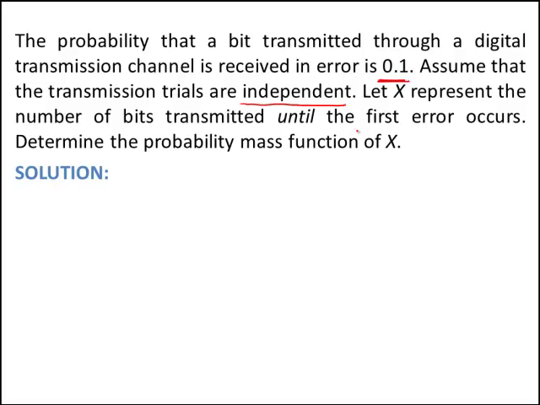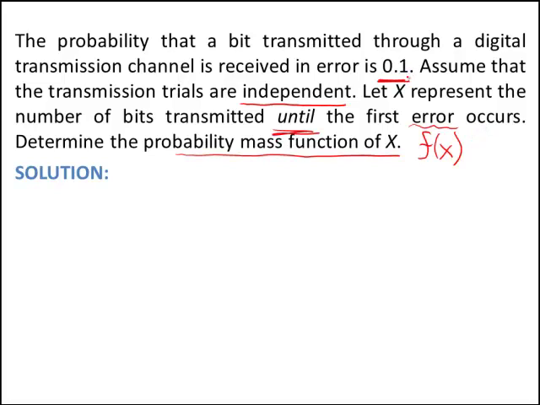So let X represent the number of bits transmitted until the first error occurs. And we want to determine the probability mass function of X. And with the probability mass function, we want to determine the function f of X. So again, with a geometric random variable, there's a story here. X is the number of times that you do something until you get your first success. Unfortunately here, a success represents an error. And the probability of an error is 10%.